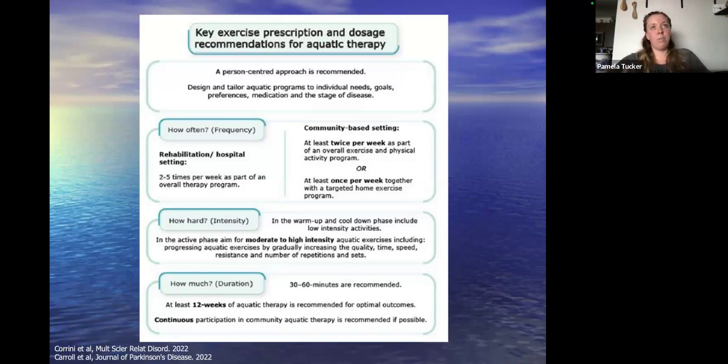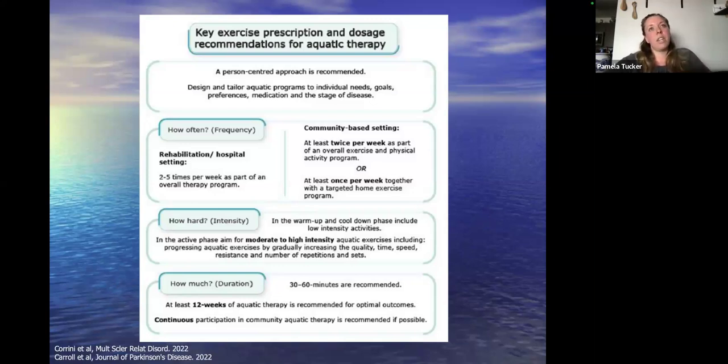And I would typically recommend somewhere around 2, possibly 3 times a week, depending on what sorts of goals we have. I do include a warm up and a cool down phase with all my aquatic programs. In the active phase, with patients with metabolic conditions especially, I would aim for some intervals, that moderate to high intensity activity with lower intensity activities interspersed.